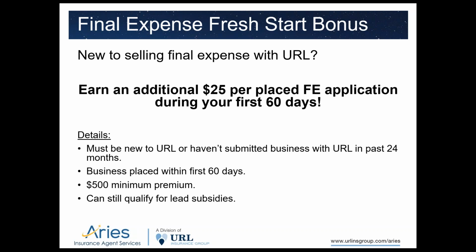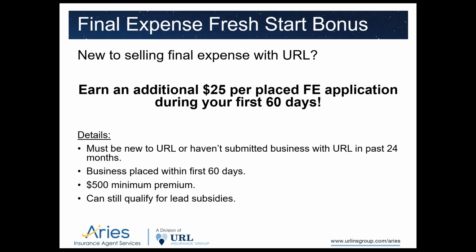Now, here are some of the details. You have to either be new to URL or you have never done final expense business with URL in the past 2 years. We will give you $25 for every placed application within the first 60 days, and it's a $500 minimum annual premium. So if the final expense is less than $500, that doesn't qualify for the bonus. And you can use this bonus to either purchase more leads or you can use it as a cash incentive, and you still qualify for the lead subsidies. Those lead subsidies, again, $50 for every $1,000 of final expense annualized premium that you place.